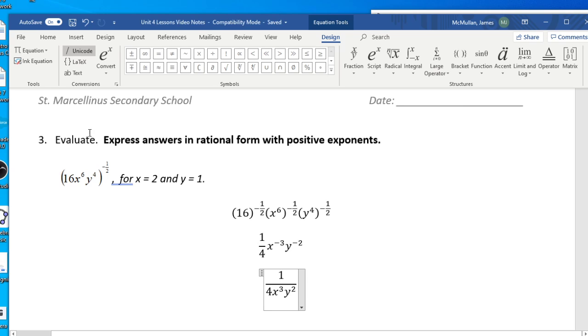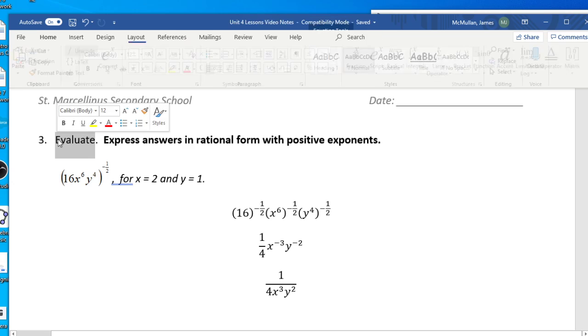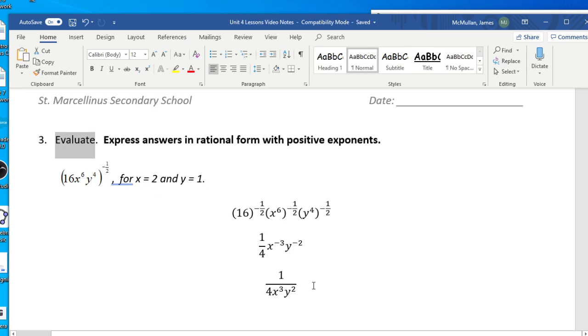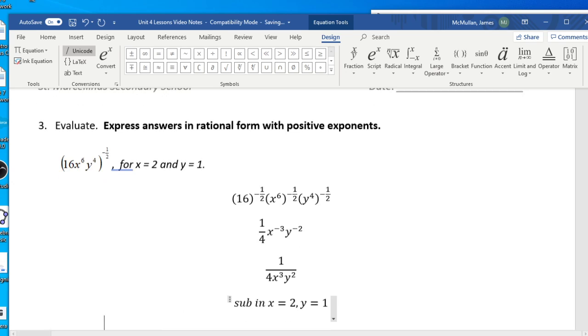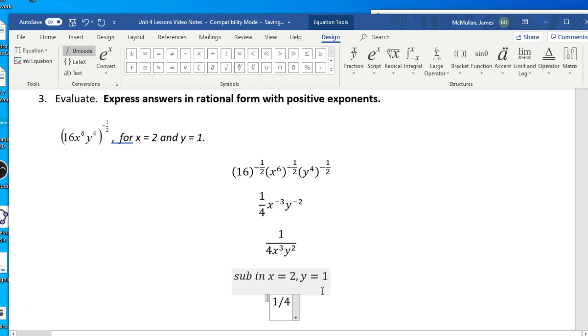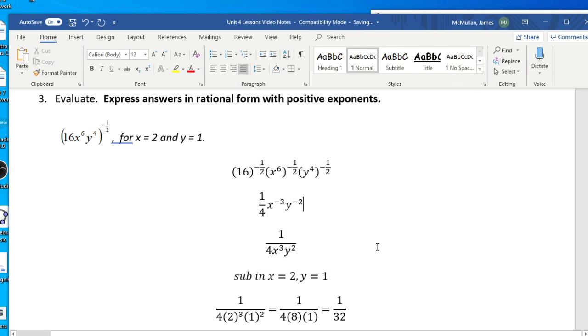Now it says I'm supposed to evaluate by putting in x equals 2 and y equals 1. So sub in x equals 2, y equals 1, and I get 1 over 4 times 2 cubed times 1 squared. Oops, sorry. Like that, which is 1 over 4 times 8 times 1, which is 1 over 32. Okay, and that's my answer.